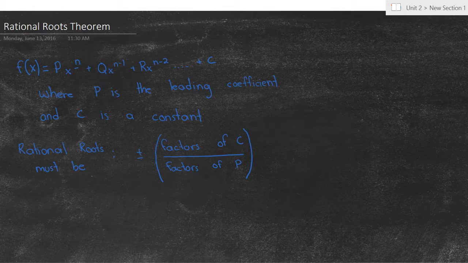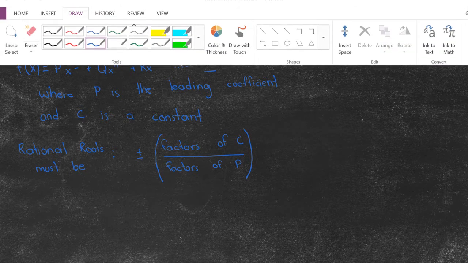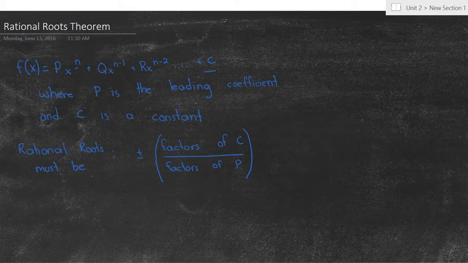We have f of x equals p times x to the n plus q times x to the n minus 1 plus r x to the n minus 2, blah blah blah, all the way until we get to this constant c. But what I want you to notice is that the only thing that we need to worry about is c and p. And just know that p is the leading coefficient, so that's the coefficient in front of the highest degree, whatever the highest degree is, and c is the constant.